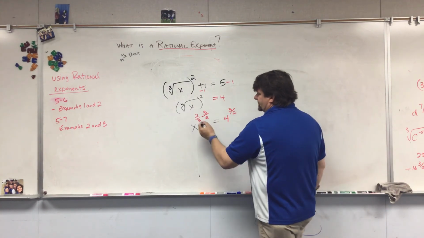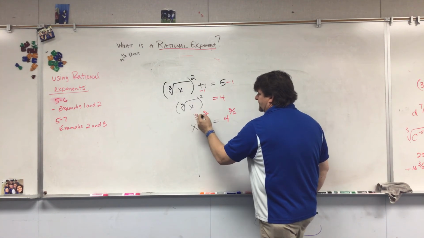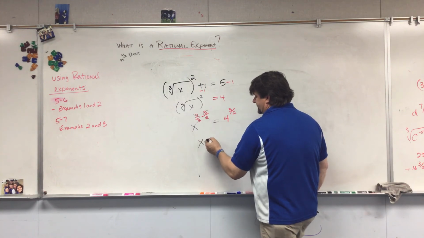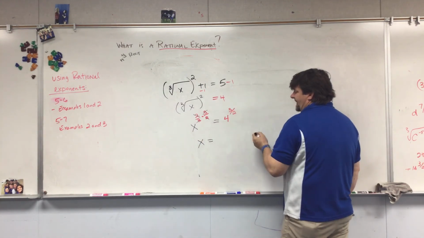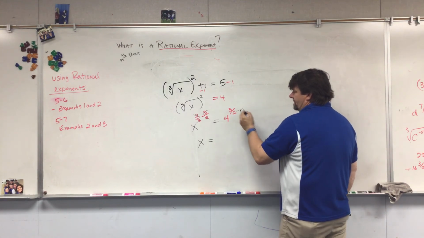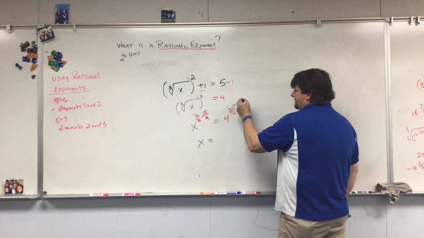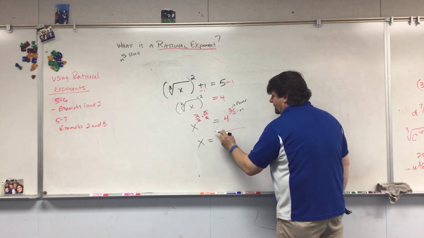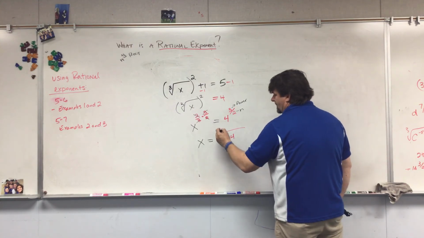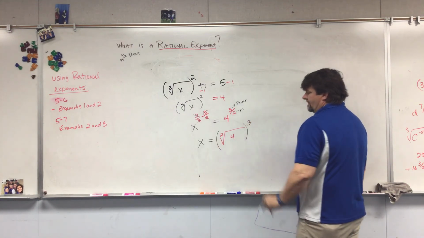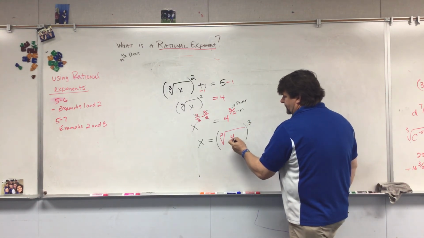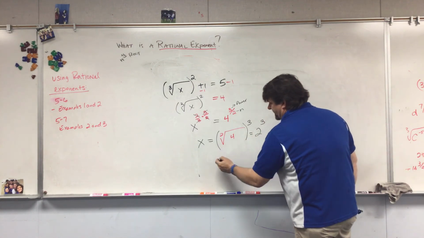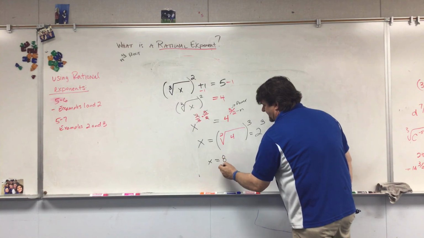Okay? So now if I look at this, these cancel, right? And I get x over here. Look at that, I'm close to an answer. And I've got 4 to the 3/2 power. Remember, this is the nth root, and this is the power. So that means I have the square root of 4 to the 3rd power. Square root of 4 is 2 to the 3rd power. Therefore, my answer is 8.